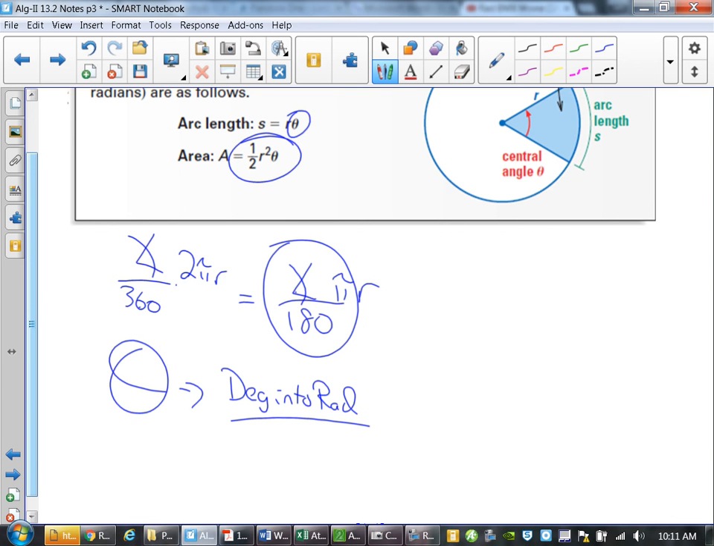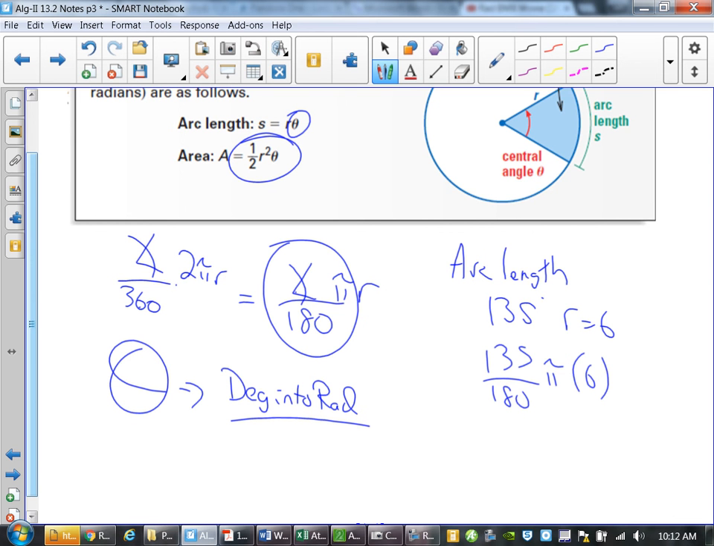So you'll be given a specific degree measure and a radius, and it's going to ask you to find the arc length. So if I have a degree measure of 135 and a radius of 6, all I do is convert that 135 into radians. 135 over 180, slap a pi next to it, and multiply it by 6. That's it.